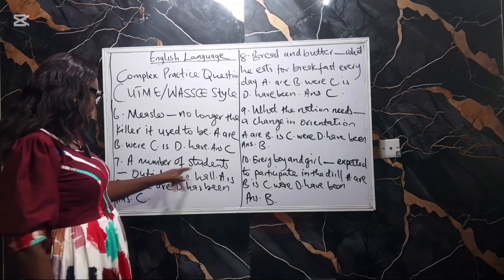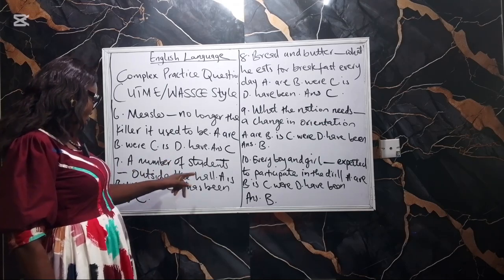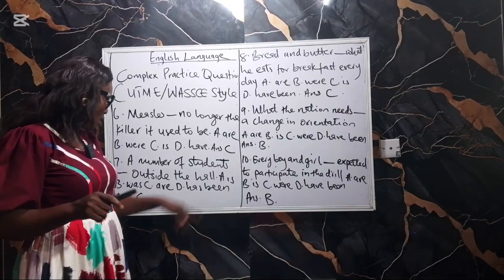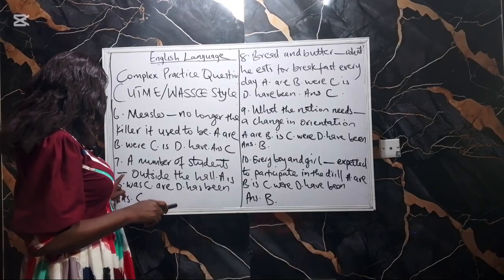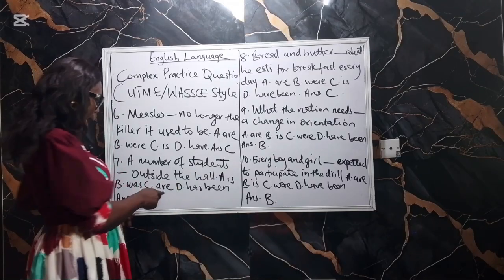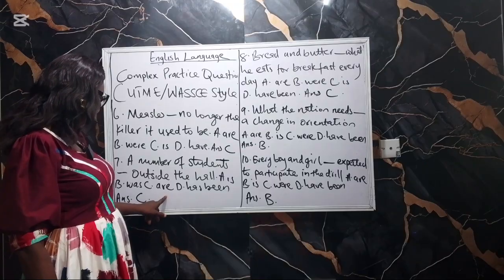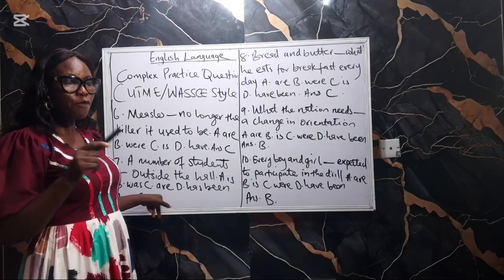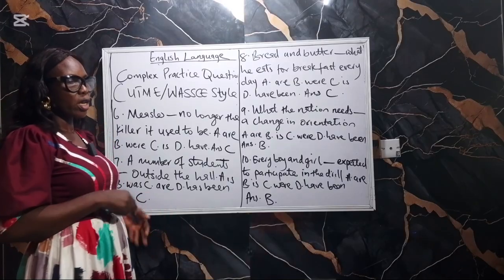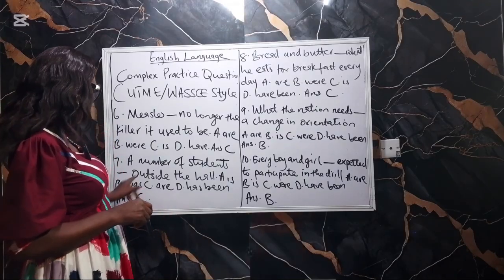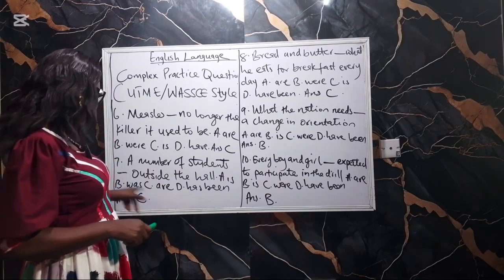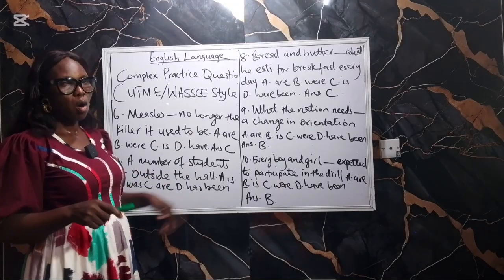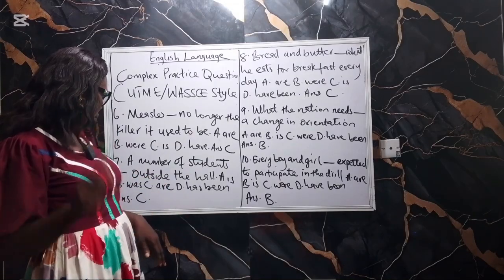A number of students dash outside the hall. Is it A, is, was, are, has been? The answer should be A. When you use "a number of", it will be plural. But if you use "the number of", it will be singular. So "a number of students" should be plural. So it should be A. But remember, I said if it is "the number of students", it will be is.